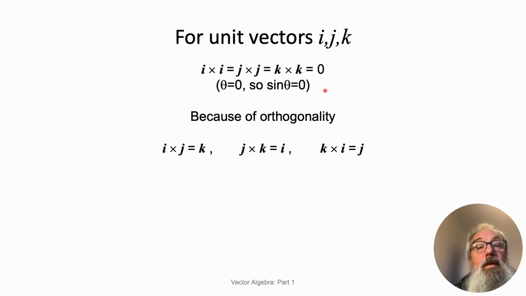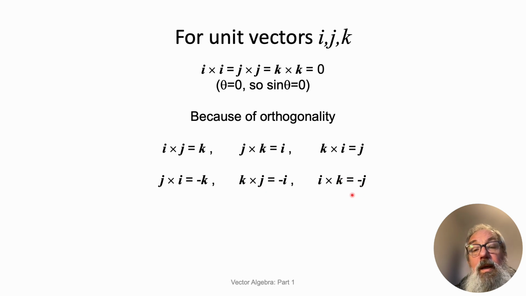And because of orthogonality, we get the normal vectors. I cross J equals K, J cross K equals I, and K cross I equals J. Again, this is quite a nice result. We cross them the opposite way, we get a negative. So J cross I equals minus K, K cross J is minus I, I cross K is minus J.